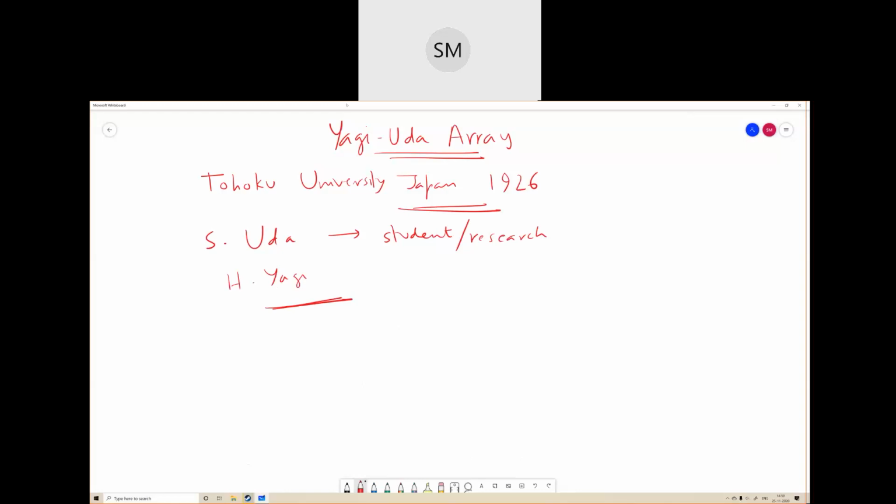The most striking feature of this antenna is the presence of parasitic elements. What are parasitic elements? Parasitic elements are not energized separately. What is a parasite? Can anyone tell me what a parasite is? Feeds off its host, right?